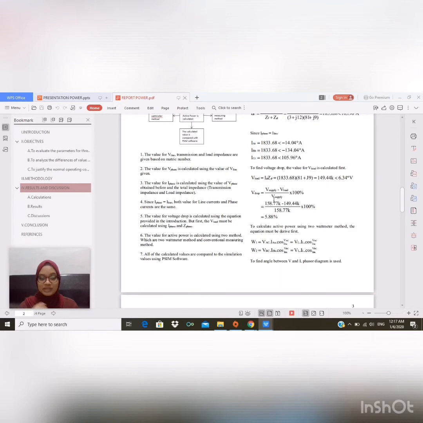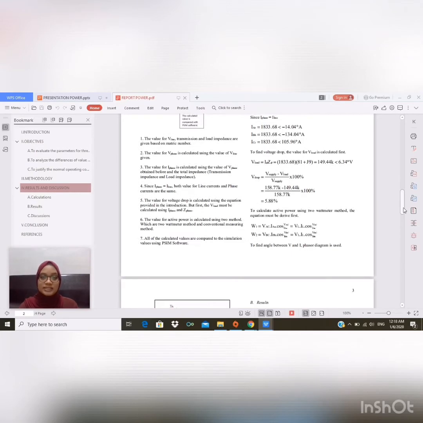Then we can calculate the voltage drop using the equation from the book: V supply minus V load over V supply, times 100 because we want the value in percentage. Then I get the value, which is 5.88%. So this means that my system is good.